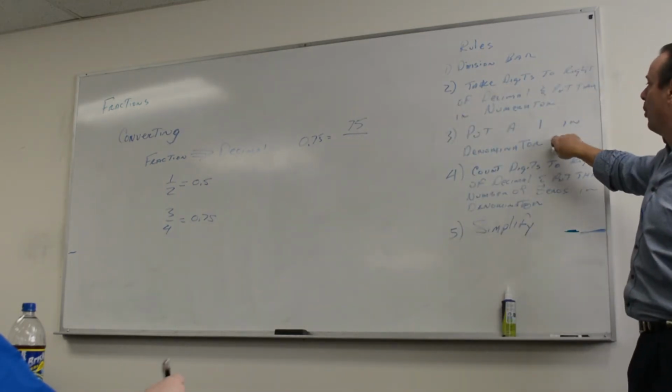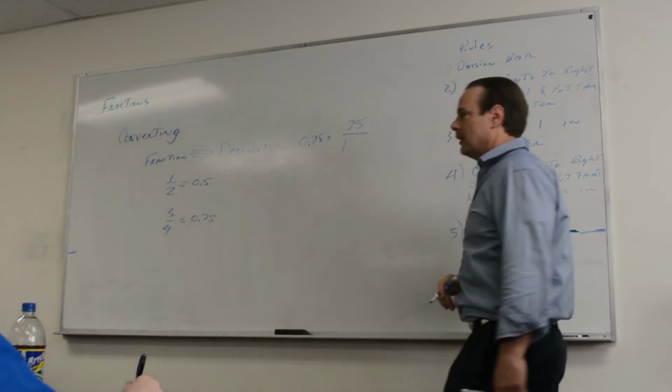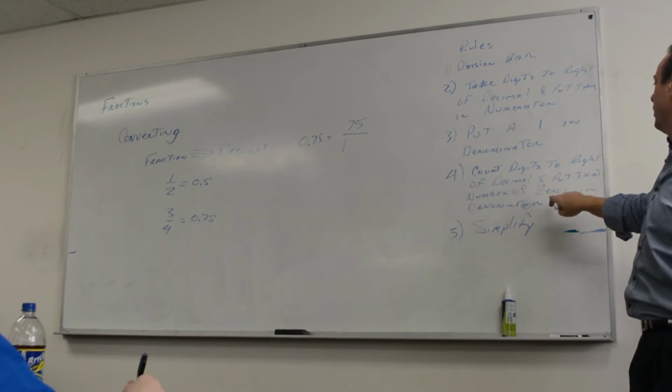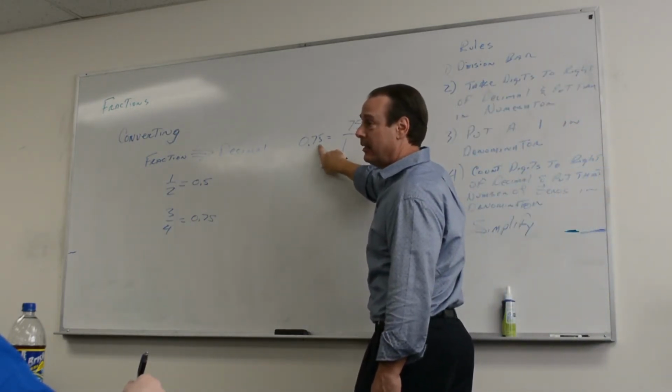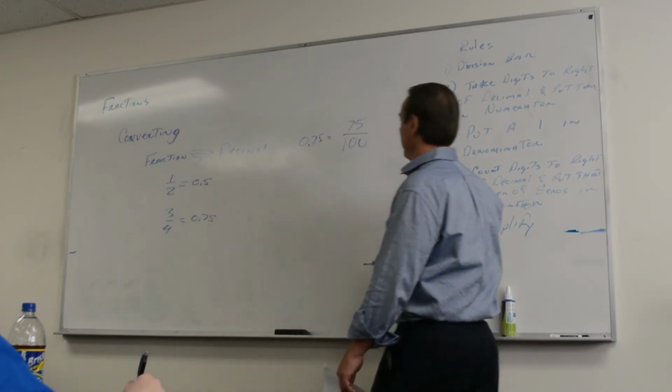Go to the next step. Put a 1 in the denominator. Next step, count the digits to the right of the decimal and put that number of zeros in the denominator. So I come over here, I've got 2 places to the right in my decimal. That means I have to add 2 zeros in my denominator.